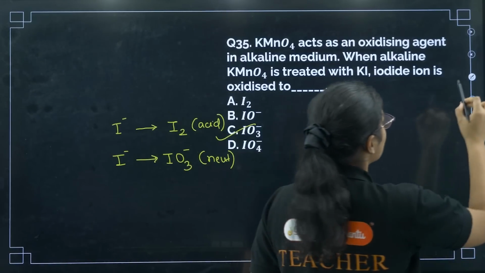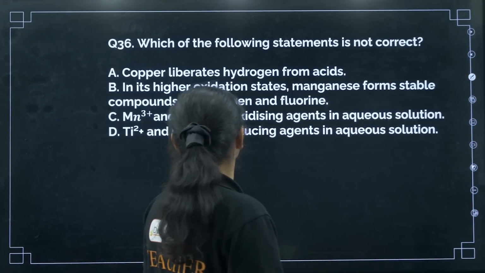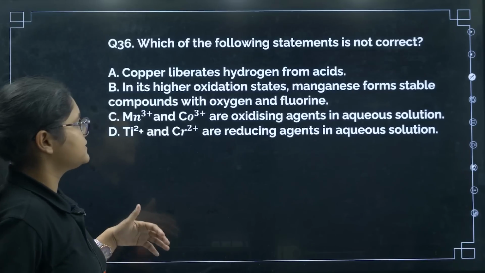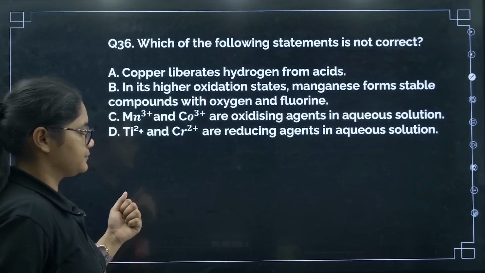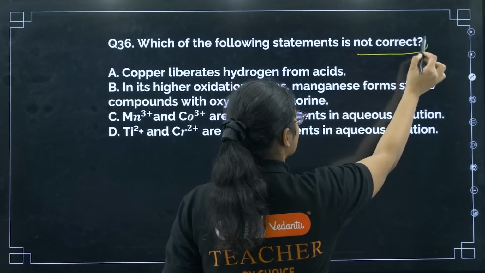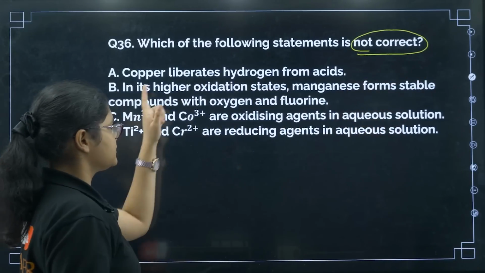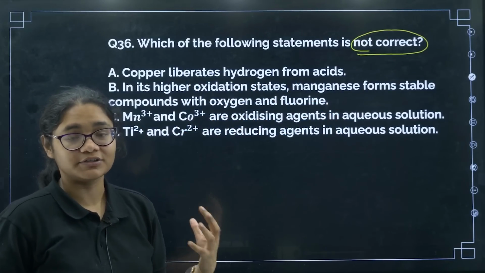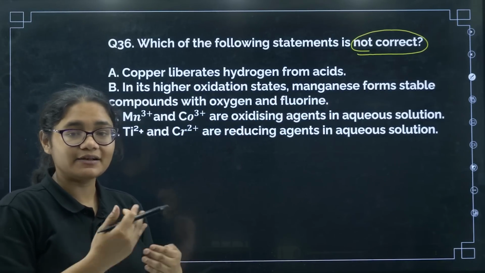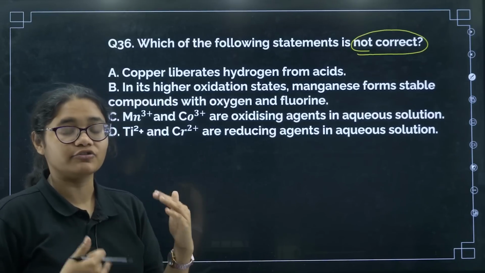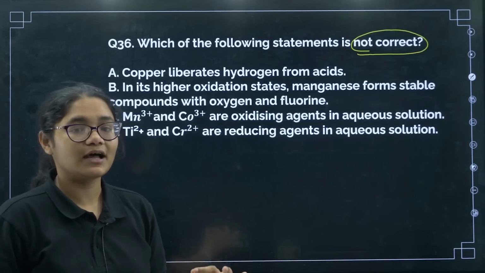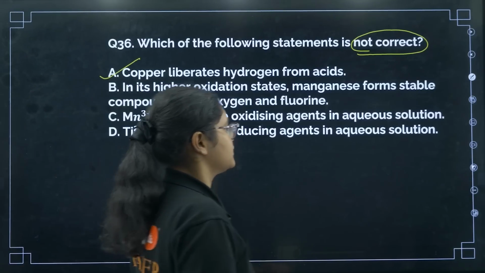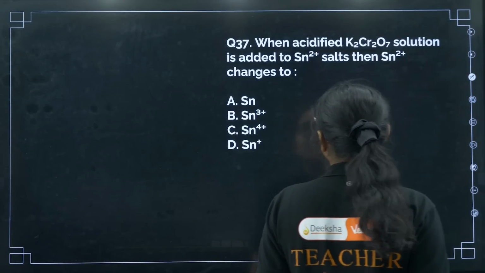Next we have question number 36. Which of the following statements is not correct? Copper liberates hydrogen from acids. You have to find the one that is not correct. Copper does not liberate hydrogen from the acid, right? Because copper's reduction potential is very high. Copper itself gets reduced and does not allow hydrogen to get reduced to release hydrogen gas. So that is why the incorrect statement here is option number A. We don't have to read the other options.